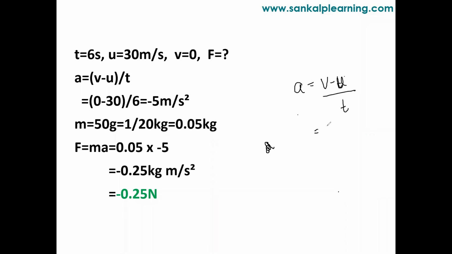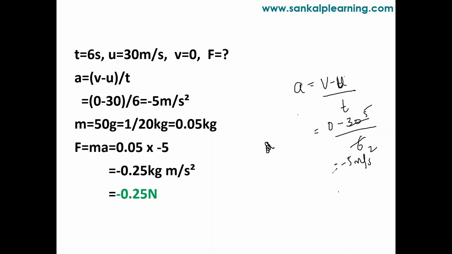So what is final velocity? I have written already, this is 0 minus initial velocity 30 divided by time t. So t value you can see here, it is 6 seconds. So I can cancel this one, right? So this is minus 5 meter per second square. This is what? This is your acceleration.